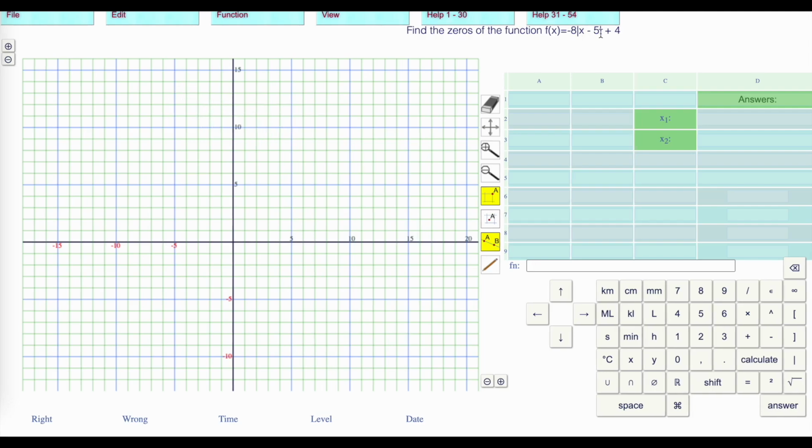All right, let's do one more. When the vertex is positive 5, positive 4, it is opening down. This is above the x-axis, positive 5, positive 4. It's opening down. It's going to look something like this. What's it going to look like exactly?